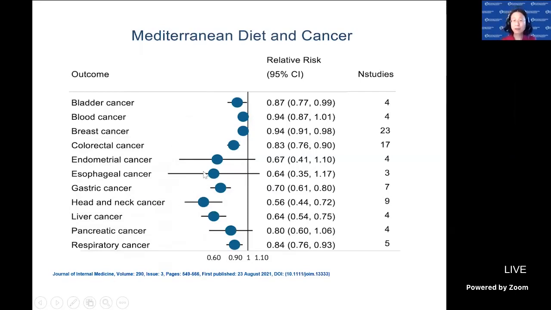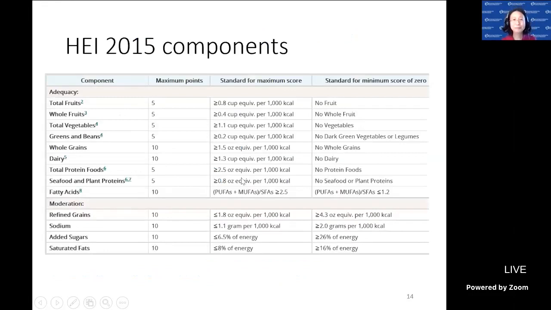And yes, some have quite strong inverse association, and some, the association is not that strong. Okay, another example, which is the Healthy Eating Index. Again, there are food groups aimed at looking at adequacy, in which the points and the standard cutoffs are aimed for measuring adequacy. And there are several components in which the cutoff is set to aim for measuring moderation.